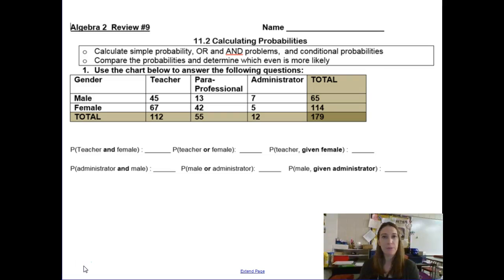So everyone keeps telling me they're very excited for this test because they think it's going to be easy. So let's see what you think.